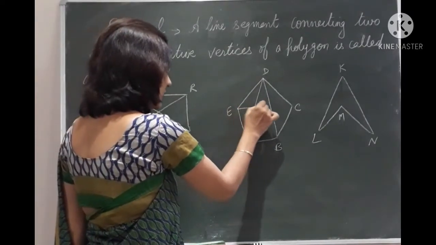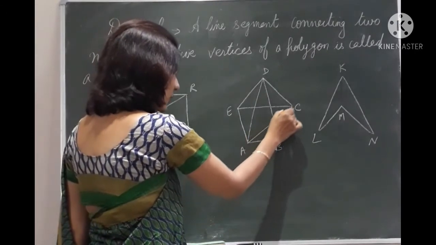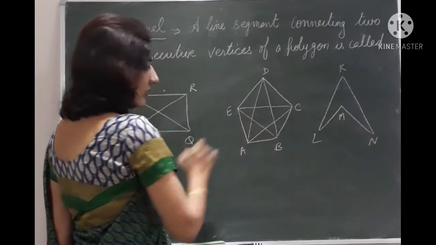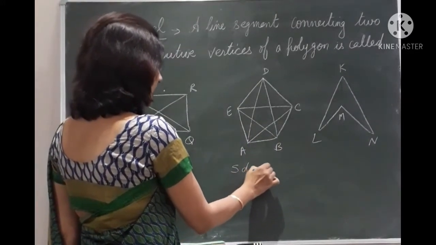Then from E to C one diagonal, total three diagonals. Then from A to C one diagonal, four diagonals. Then from B to E one more diagonal. There are five diagonals in this figure, that is in this pentagon.